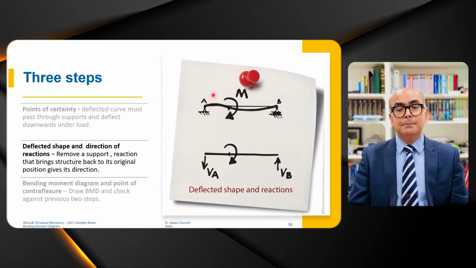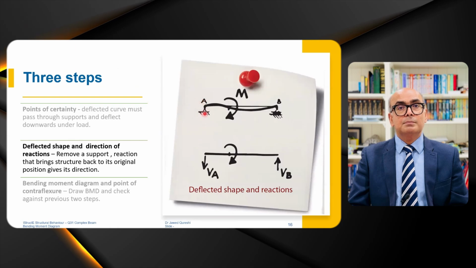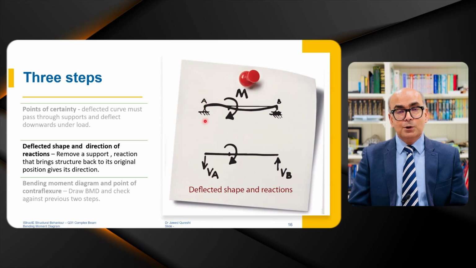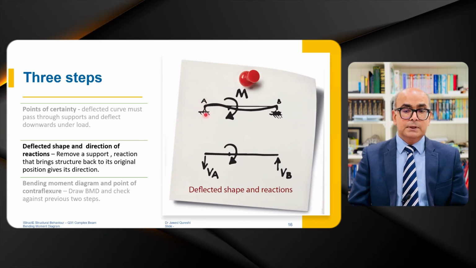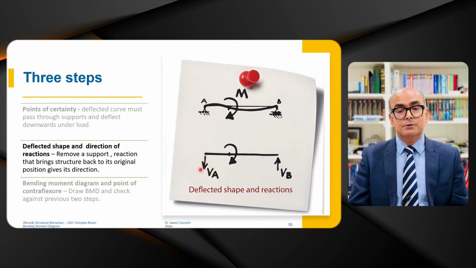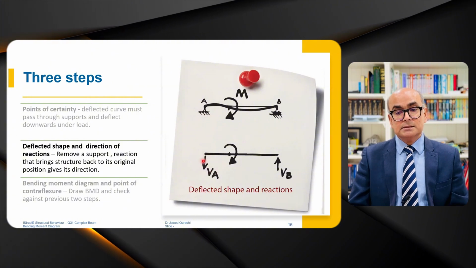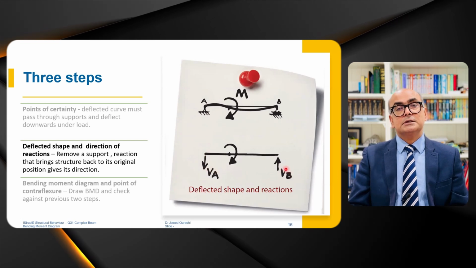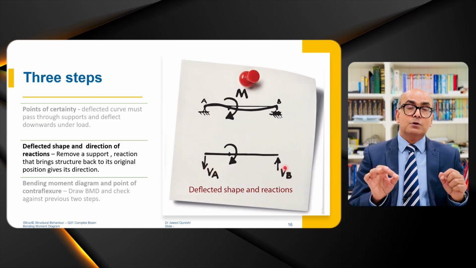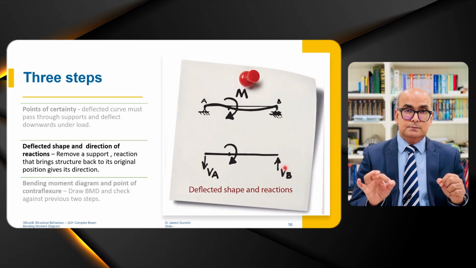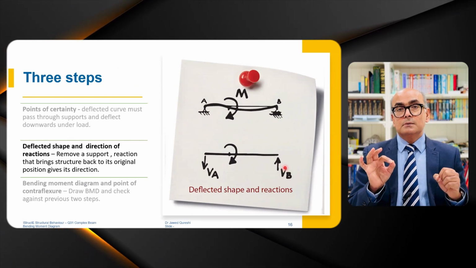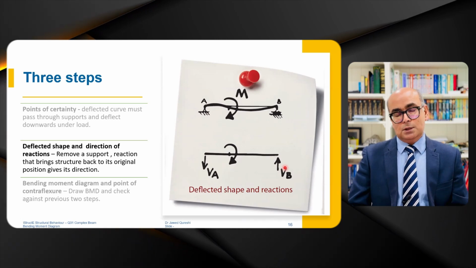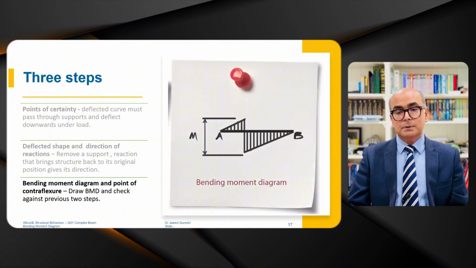When this is going up, imagine if you don't have this support B, then this will go straight up. To bring this one down, I need a downward reaction. That's the reason you will have a downward reaction at A in this case. And to balance this downward reaction, you will have an upward reaction at B. Once you've got the direction of reactions, then you can plot the shear force diagram, and you can plot the bending moment diagram as well. Next step is to plot the bending moment diagram.